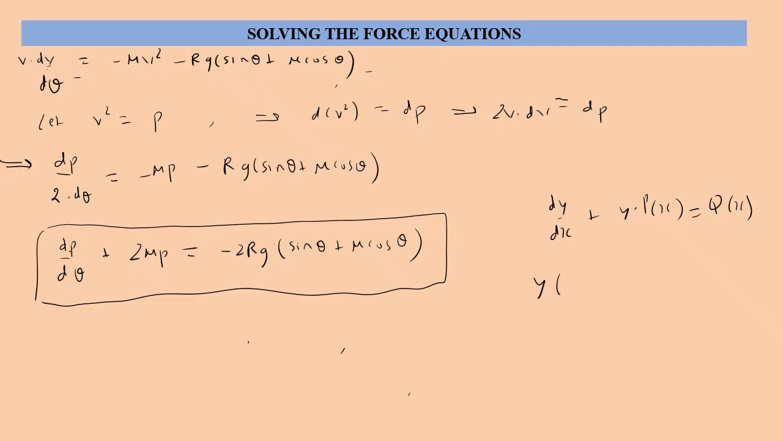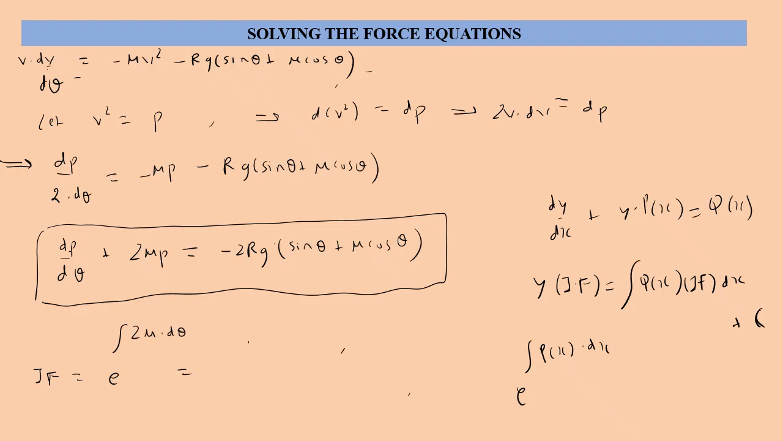The standard solution is y times IF is the integral of q of x multiplied by IF plus c, c being an unknown constant of integration, and IF being the integrating factor for this equation, which is e to the power integral of p of x dx. If we compare this equation with ours, we can say that the integrating factor for our equation is e to the power integral 2 mu d theta. 2 mu is a constant, it factors out, so e to the power 2 mu theta.